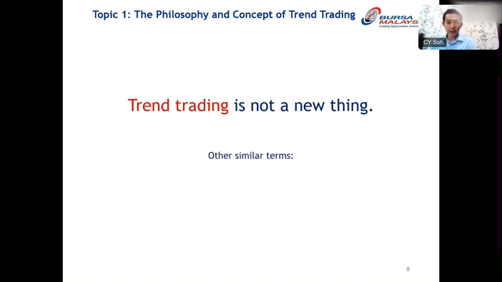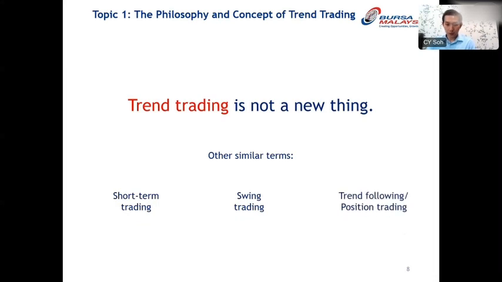Because in trend trading, there are many similar terms used, and most people get confused, thinking that all of these types of trading are standalone and very different. In trading, there are many types of strategy. There are short-term trading, swing trading, sometimes we call it trend following or even position trading. All of them have one common thing. They are using trend trading strategies and they need trend in order to make money. And that is how you profit from a trend.